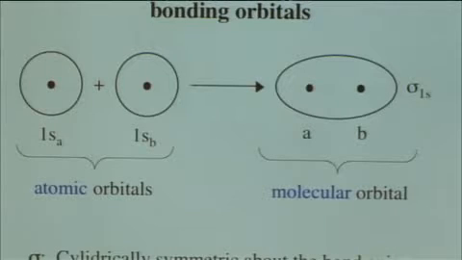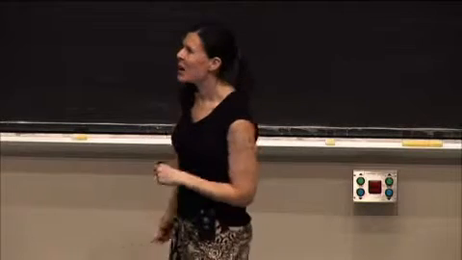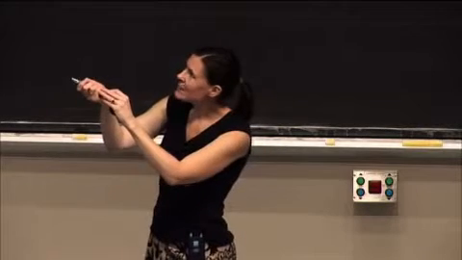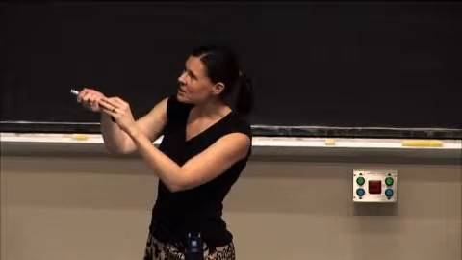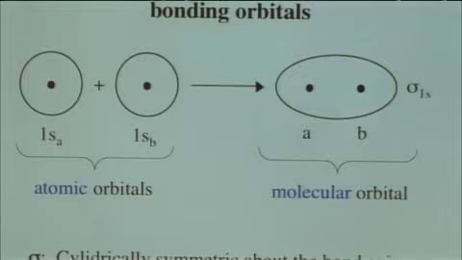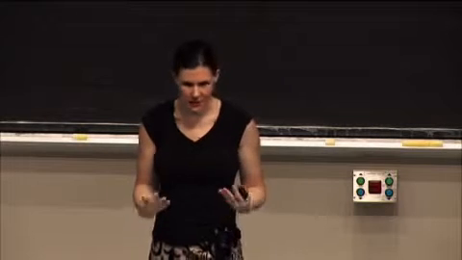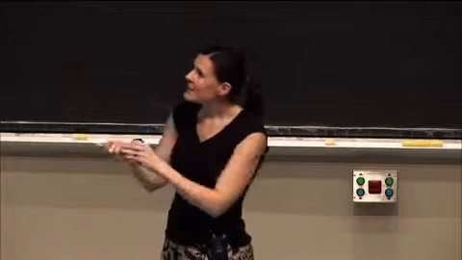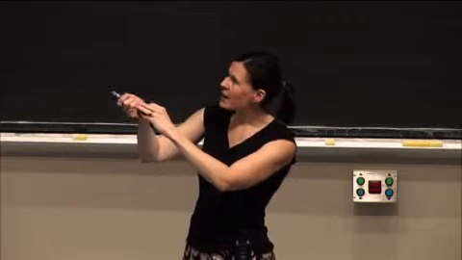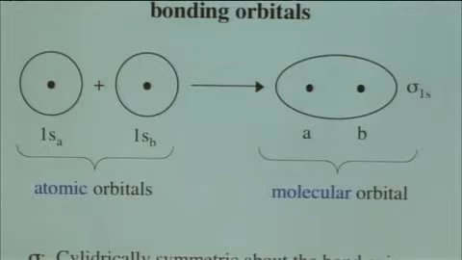So we can go ahead and name our molecular orbital just like we know how to name our atomic orbitals. I'm going to name this sigma 1s. The 1s just comes from the fact that the molecular orbital is a combination of two 1s atomic orbitals. And the sigma tells us something about the symmetry of this molecular orbital, specifically that it's cylindrically symmetric about the bond axis.